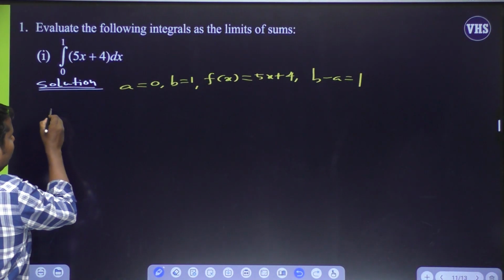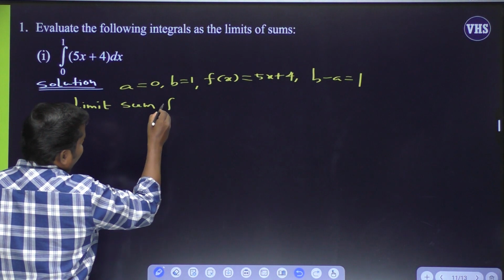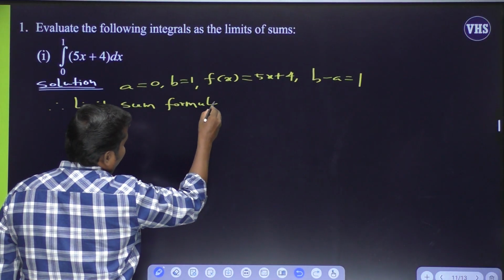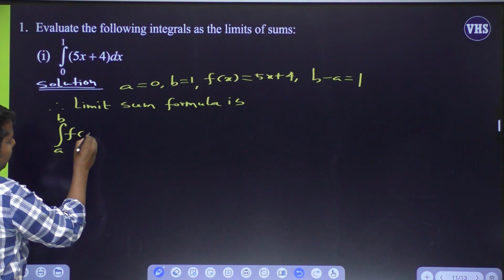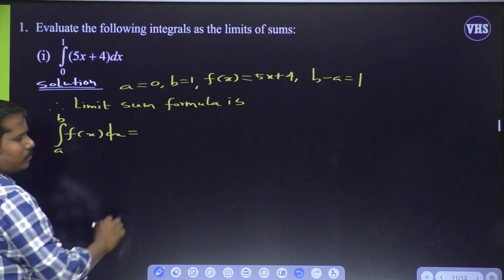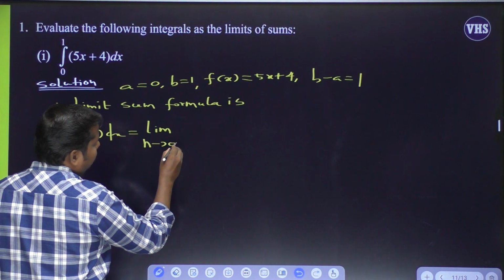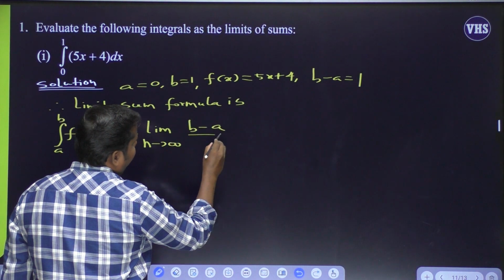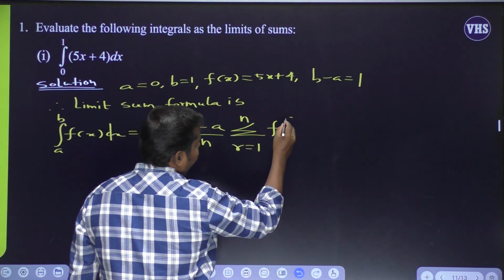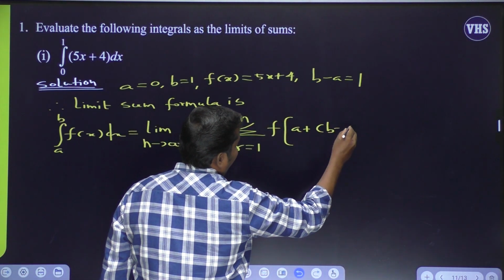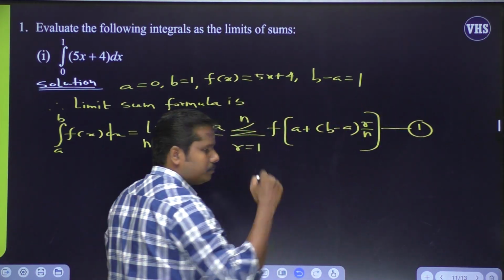What is the limit sum formula? Tell me. The limit sum formula is that integral a to b f of x dx, what is the answer? Limit n tending to infinity, b minus a by n, summation r from 1 to n, f of a plus b minus a into r by n. Let it be equation number 1.